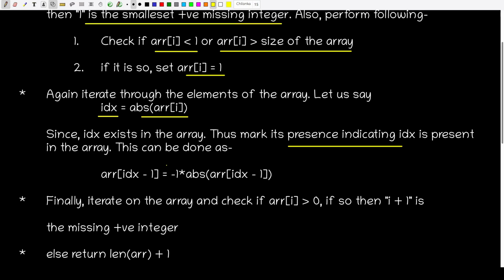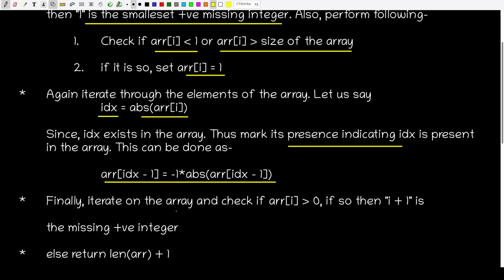indicating that idx is present in the array. And the way we are going to mark its presence is essentially we are going to say arr[idx - 1] equals to minus into absolute of arr[idx - 1]. This indicates that if an idx is present in the array, or if an integer is present in the array, then the corresponding value will be set to negative.